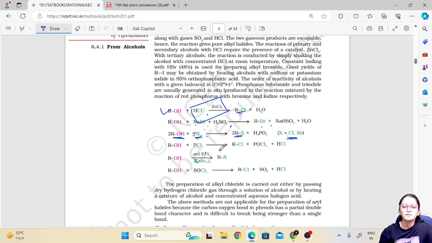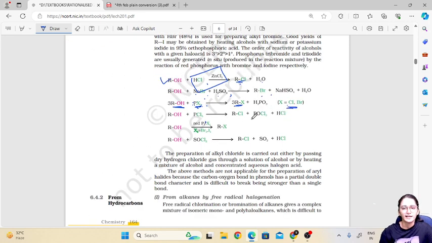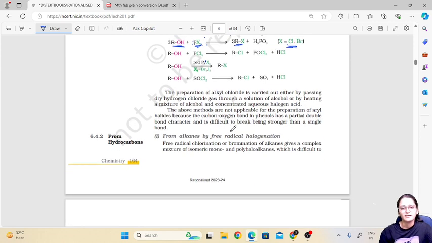Then alcohol plus PCl5 gives alkyl chloride, and alcohol plus red phosphorus along with halogen, that is bromine or iodine, it gives alkyl halide. And last reaction is alcohol when treated with thionyl chloride. Alcohol plus thionyl chloride will give alkyl halide and sulfur dioxide and HCl.